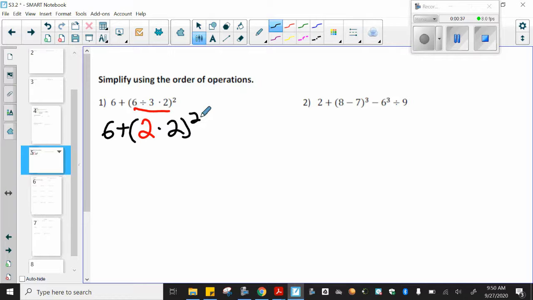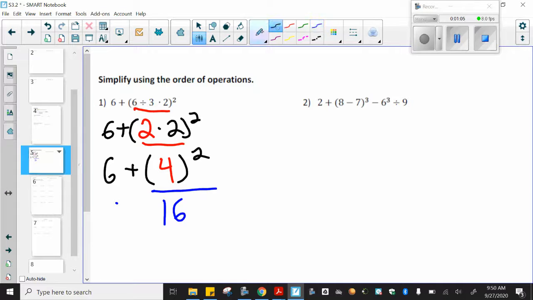All right, then we're going to finish our multiplication. Here, 2 times 2 makes 4. Bring it all down, 6 plus 4 squared. So now we're done with parentheses. What we have next is exponents. We're going to simplify this, so it's going to become 4 times 4 makes 16. Bring down the 6. 6 plus 16, we don't have anything else to do, just to add. 6 plus 16 makes 22.